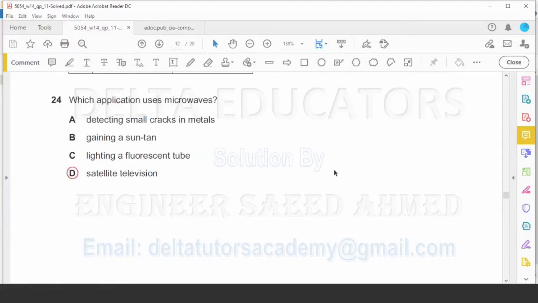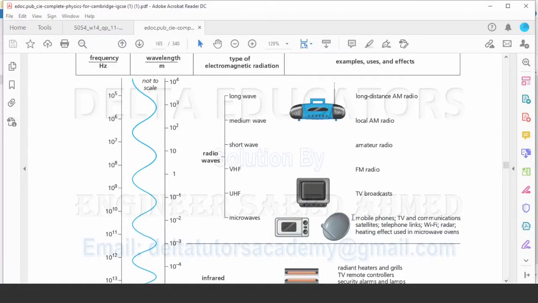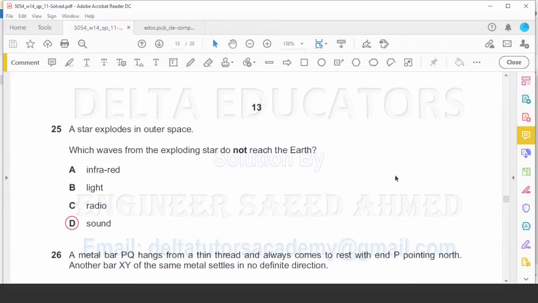Question number 24. Which application uses microwave? Option A. Detecting small cracks in metal. Option B. Gaining a suntan. C. Lighting a fluorescent tube. Option D. Satellite television. It is used in satellite television. In the topic of electromagnetic spectrum, we have studied that microwaves are used in mobile phones, TV and communications, in satellite, telephone links, etc. So our correct option is satellite television.